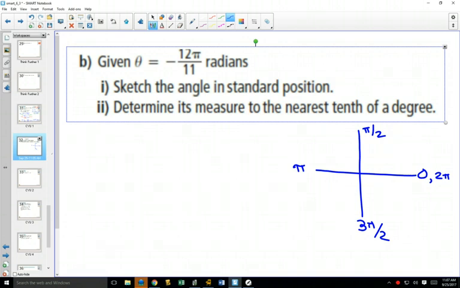When we think about negative 12 over 11, if you just think about that fraction in front, is that bigger than 1 or less than 1? A little bit bigger than 1. Is it bigger than 1.5? No. So for negative 12 pi over 11, it's a little bit bigger than 1 pi but less than 1.5 pi. And we're going in the negative direction, so we're coming around this way. This would be 1, and we go a little bit bigger than 1. This is what the angle of negative 12 pi over 11 would look like.